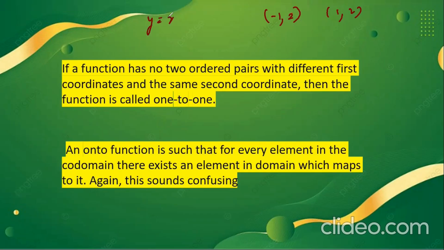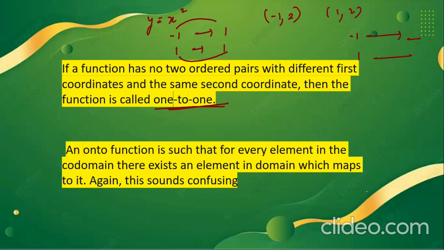Let's say we have a function y is equal to x squared. I know that if I'm putting x equal to minus 1, I am getting y as 1. If I'm putting x as 1, again I'm getting 1 only. So two different inputs give me the same output. This is a function, but it is not a one-to-one function. So one-to-one means every single input has a different output. That is called a one-to-one function, right? So that we have to see.